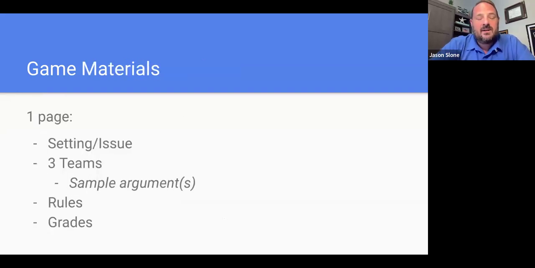So, very simple game materials. If you're trying to design a game in 1 hour or less, you basically just need 1 page. And the 1 page will have a brief paragraph at the top on the issue, the setting. Is Pluto a planet? Some say yes, some say no. That's the setting. And then the 3 teams: team yes, team no, team undecided.